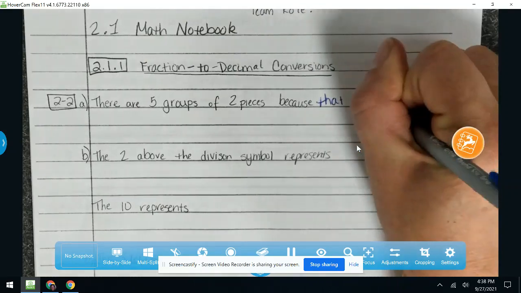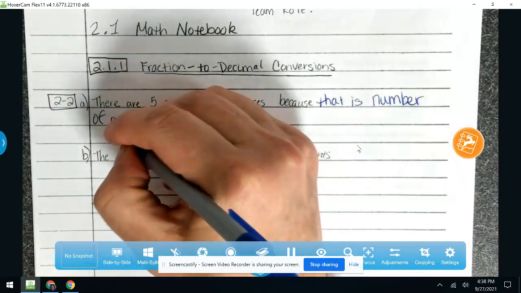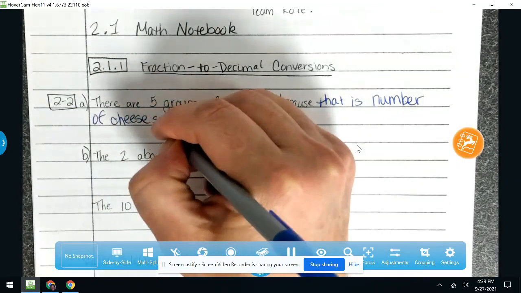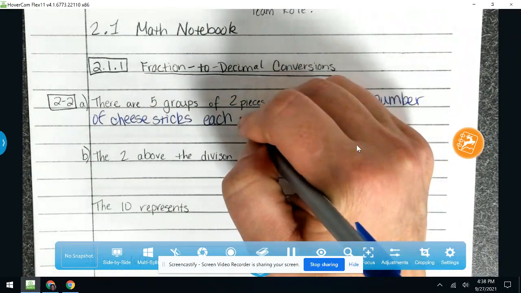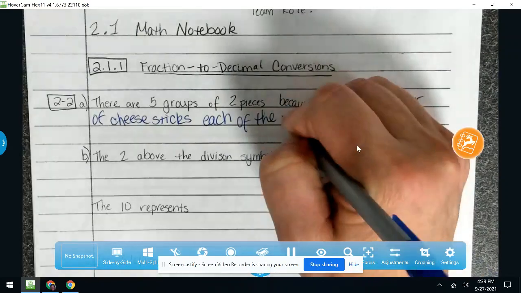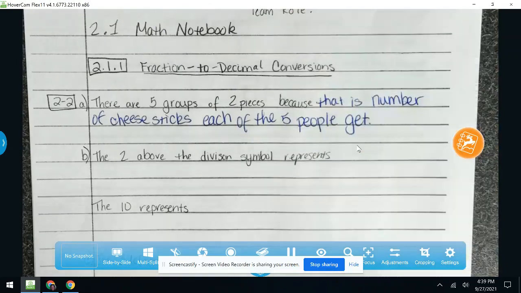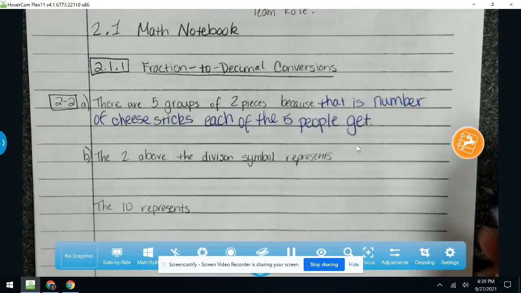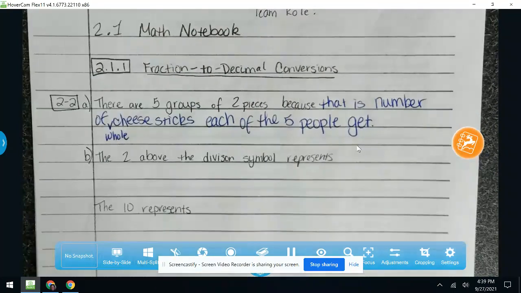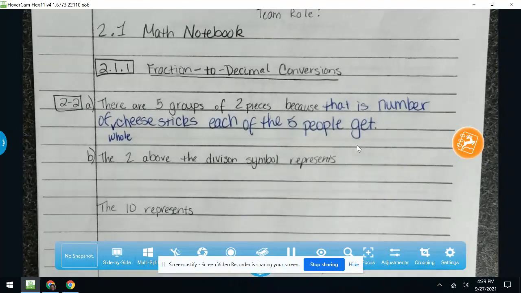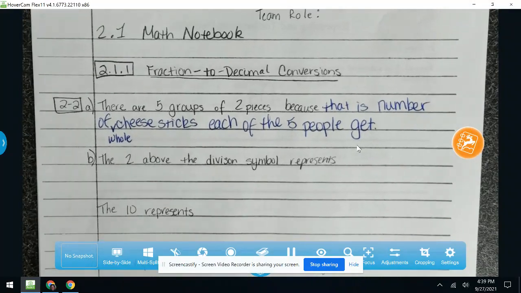There are 5 groups of 2 pieces because that is the number of cheese sticks each of the 5 people get. That's how many of the whole cheese sticks. That whole should be in there for sure. Let's add that. We'll do a little caret in there since I'm writing in ink. Never ever do your math homework in pen, but it makes it easier to see.